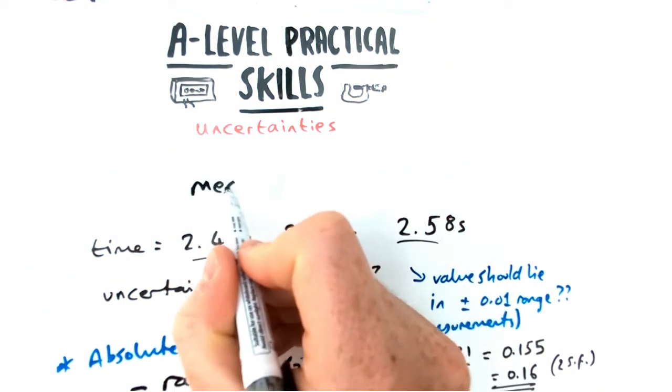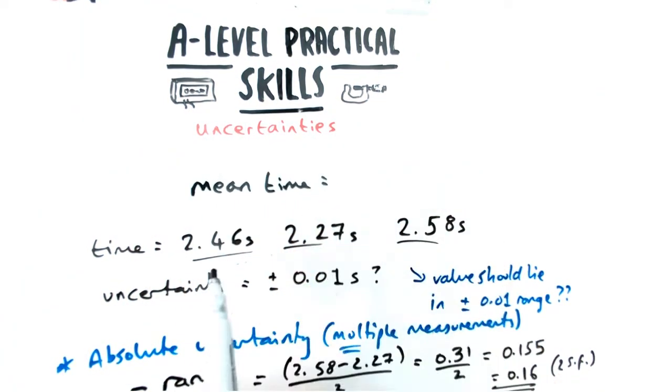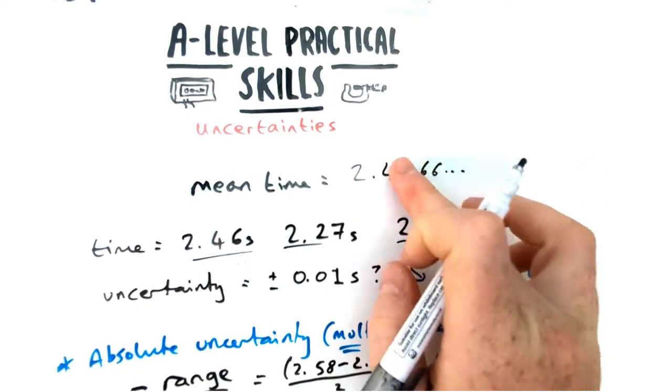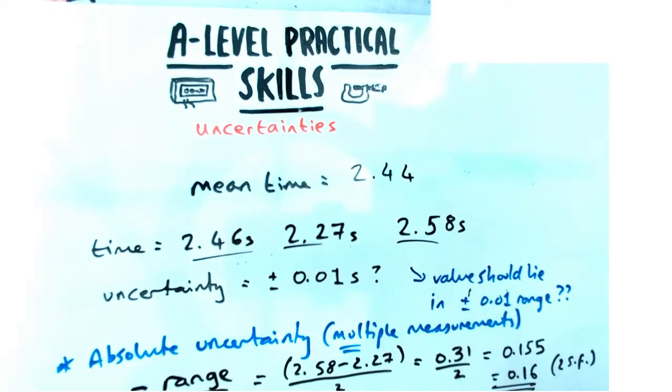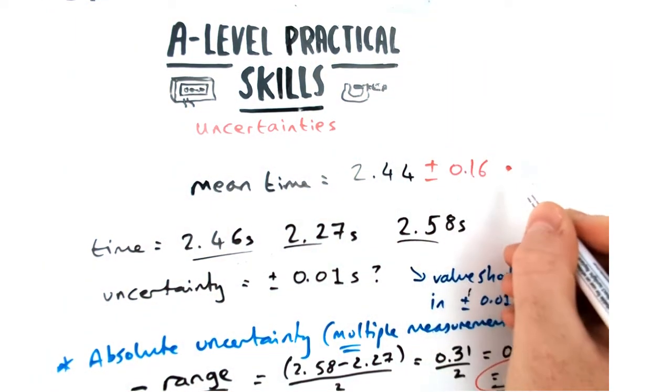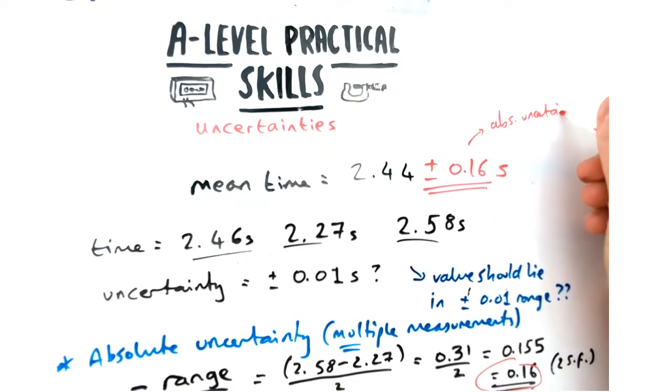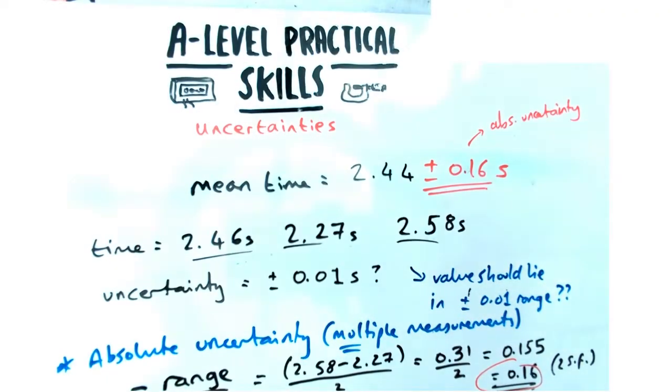So that means then for our mean time, we'd express it with an uncertainty. So the mean time happens to be 2.43666. Round it to the same number of decimal places, and then we say plus or minus 0.16, which sounds a lot more reasonable given the widespread of values we've got. So that would be our absolute uncertainty.